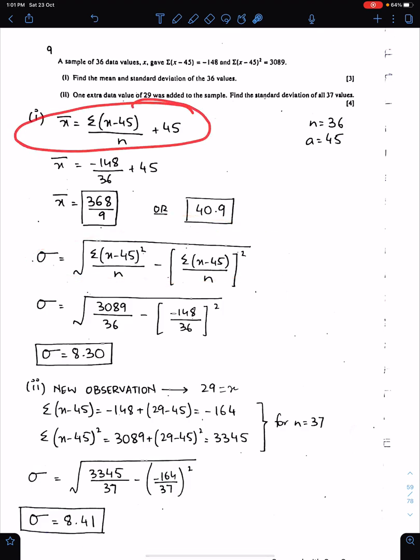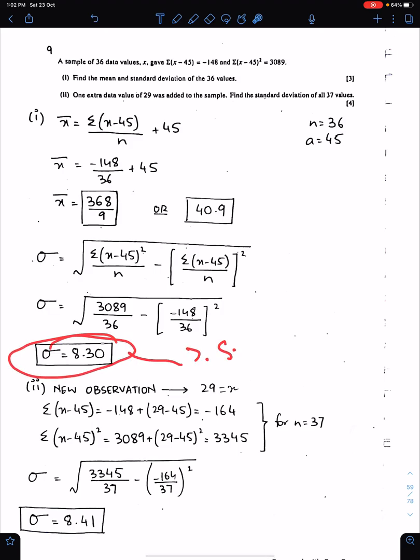So this is the formula for assumed mean. Minus 148 is here, this 45 is here, and you leave your answer as a fraction, it's better. Give your answer up to 3 significant figures here. Now this is very important.